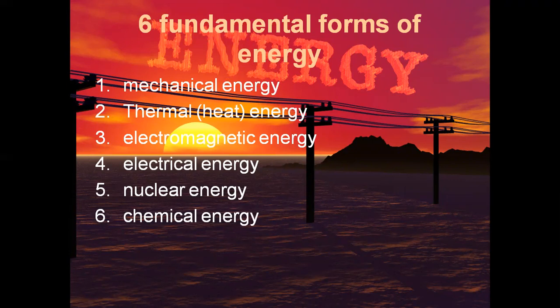There are 6 fundamental forms of energy which are distinguishable within our limits of topics. First is mechanical energy. Second is thermal energy, which is also known as heat energy. Then electromagnetic energy, electrical energy, nuclear energy, and chemical energy. In this lesson, or up till O1s, we are only going to discuss mechanical energy.